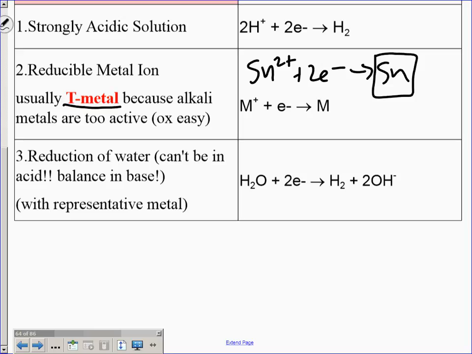Okay, those are your rules for setting up an electrolytic cell. If you have a molten salt, what goes with the cathode? Cathode, cation. If you have a molten salt, what goes with the anode? Anion. If I have copper 2 chloride, aqueous, who goes with the anode?